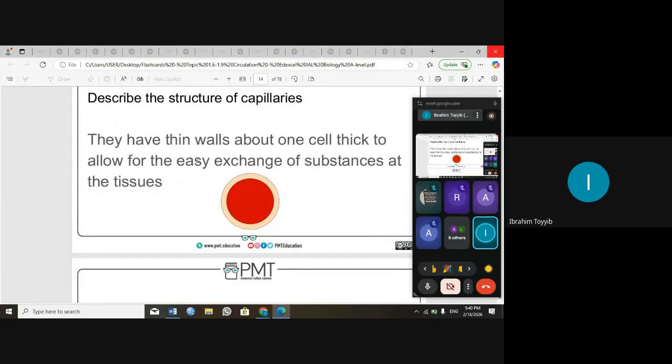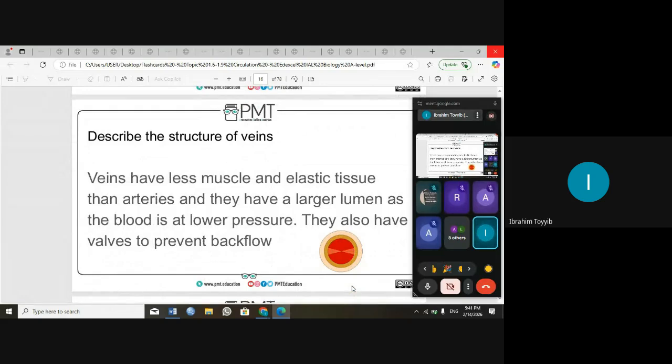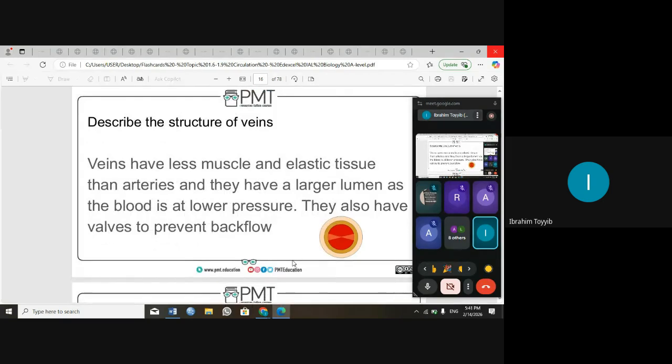So you've seen the capillaries also, they have thin walls about one cell thick to allow for easy exchange of substances at the tissues. The veins, so they have larger lumen than the artery. As artery transport blood in high pressure, the vein transport blood in what? Low pressure. And also have valves to prevent backward flow.